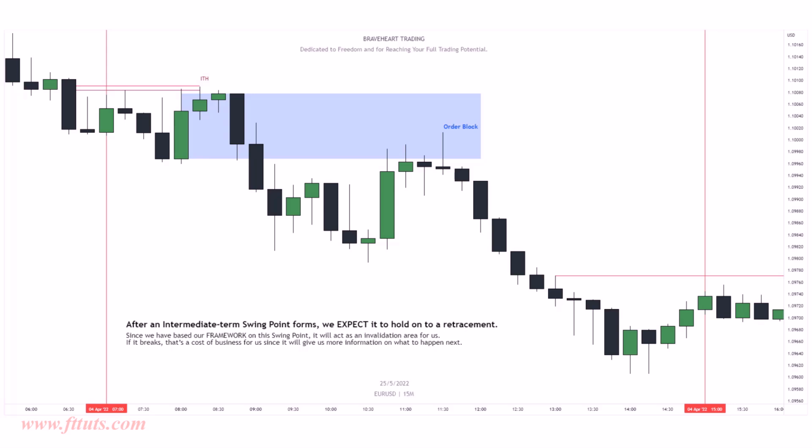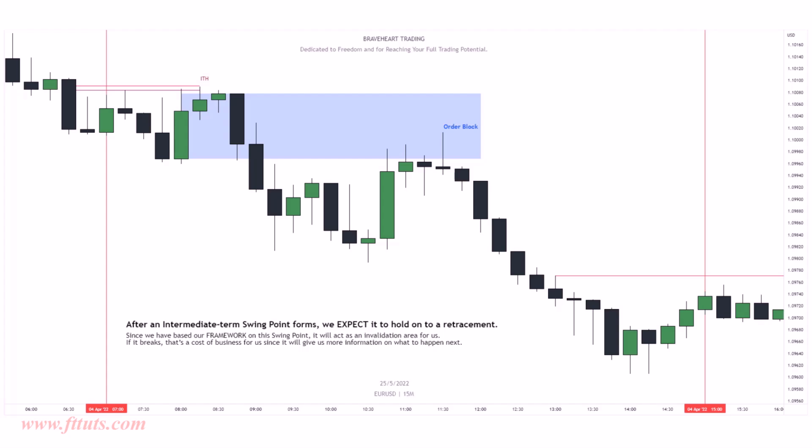If an intermediate term high breaks, that can give us clues and more insights on what's going to happen next for the long-term perspective. Okay? Because you're going to get these clues on an intermediate term perspective a lot faster than a long-term perspective. So if an intermediate term high does break, that could give us potential clues for what's going to happen next on the daily chart, or what's going to happen next on the weekly chart.